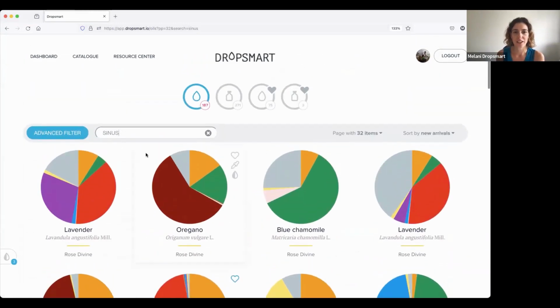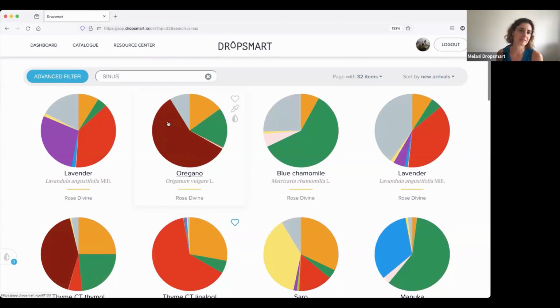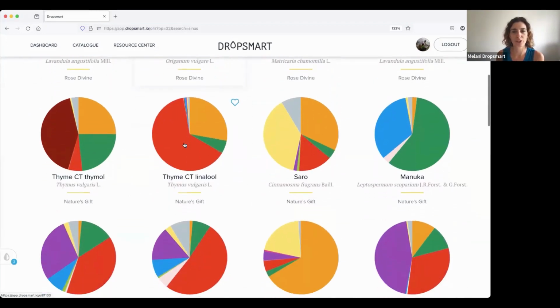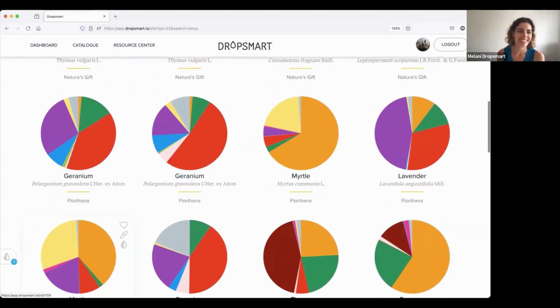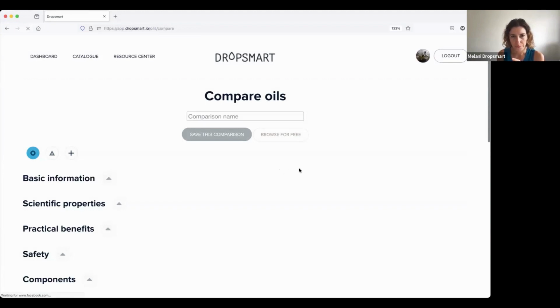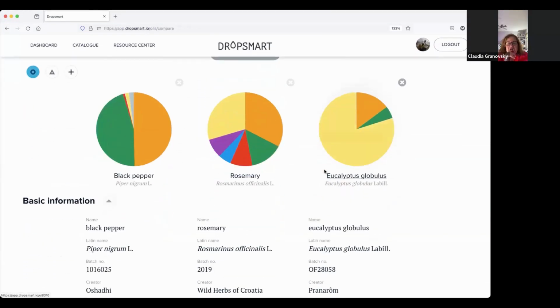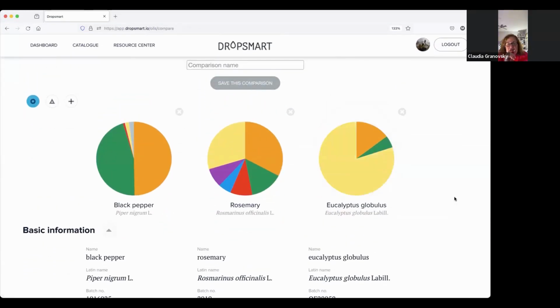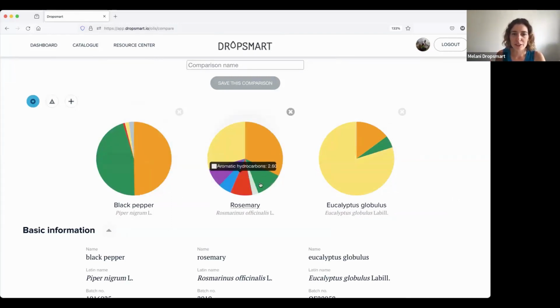Whereas oregano is boring in its chemistry, so you might want to blend that one, or your eucalyptus. Yeah. And you can see now when we compare these oils. Oh, okay. And here you can compare and see if it makes sense. So you can see right away that rosemary is already like a little blend, right?